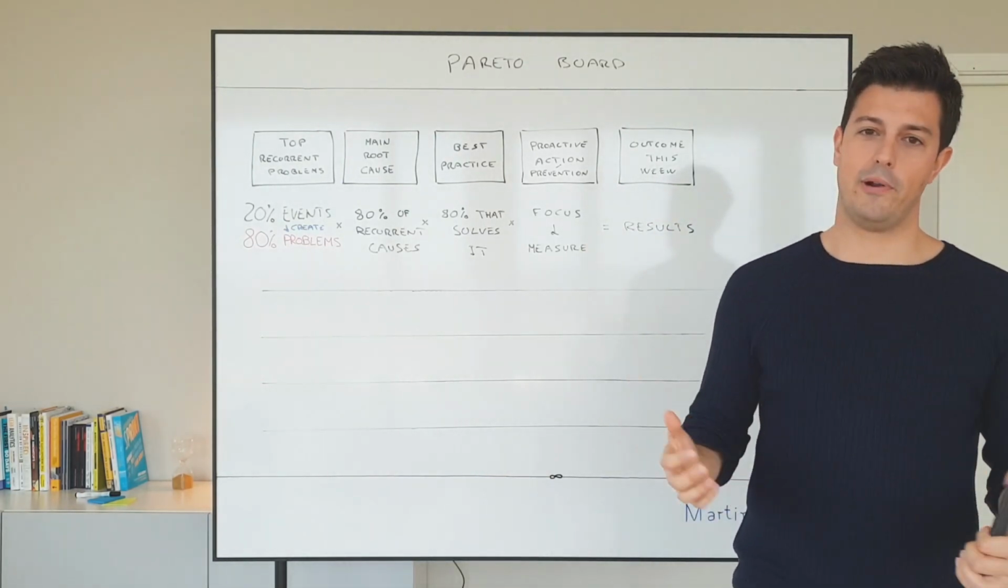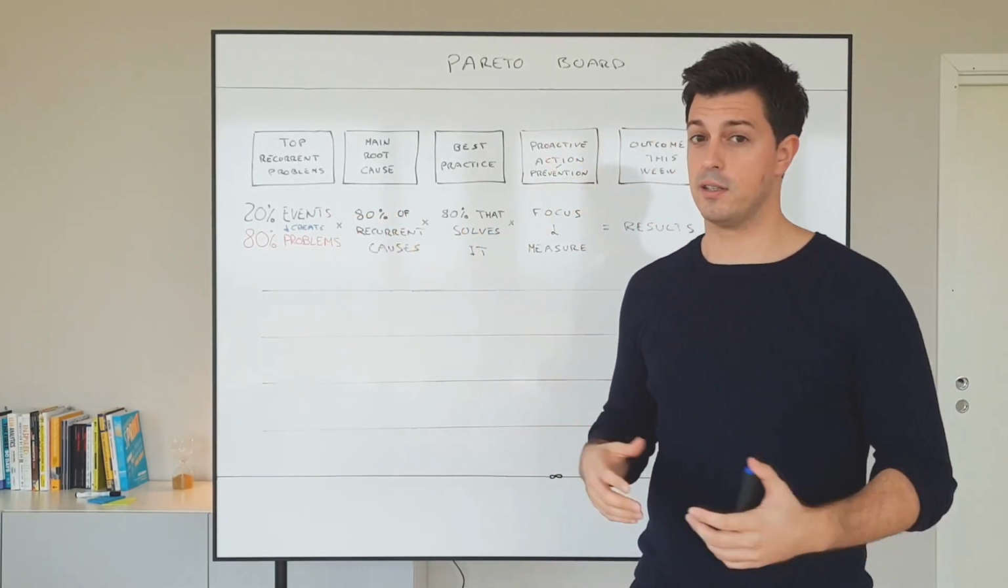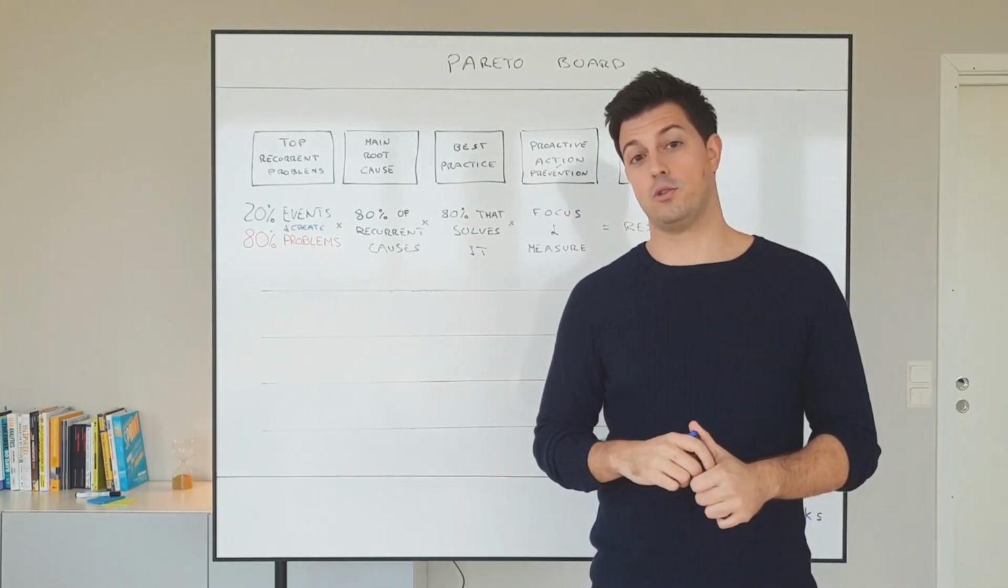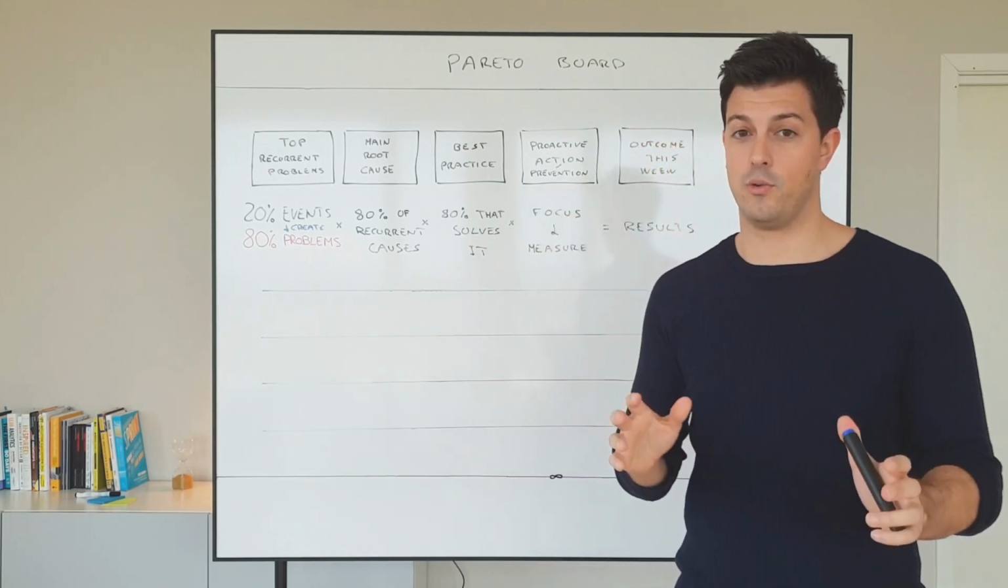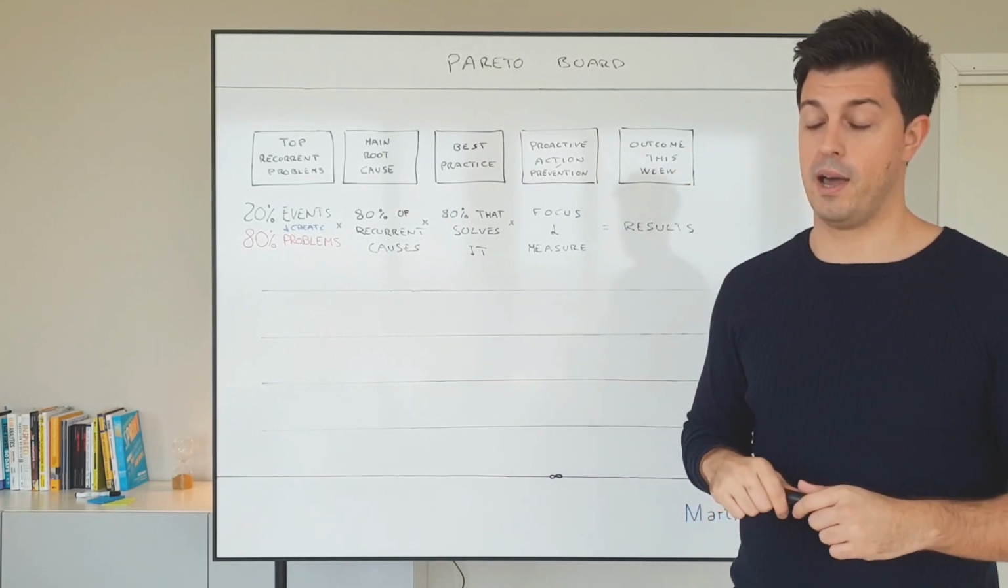If you have heard about Pareto, it talks about the fact that 20% of the events usually cause 80% of the problems. There are a lot of things that relate to the Pareto principle, and if you have more questions about it, please Google it. It's quite interesting and it will help you to start prioritizing better in your mind.